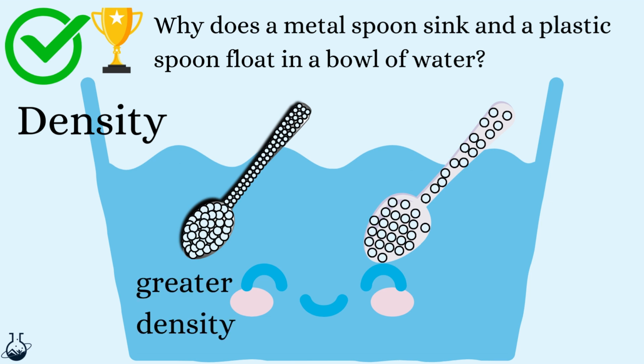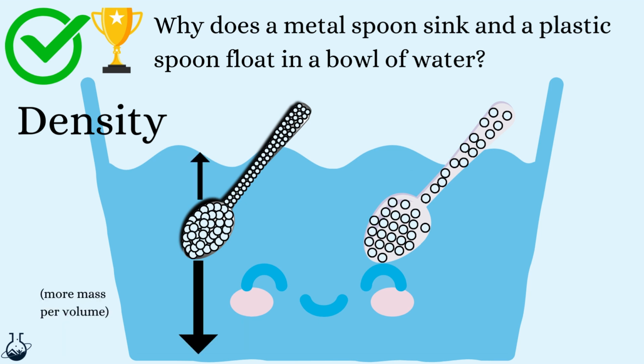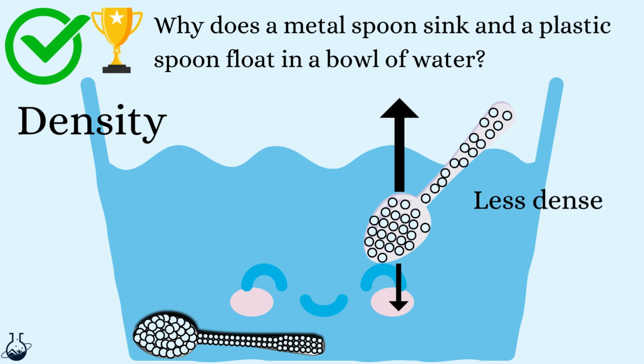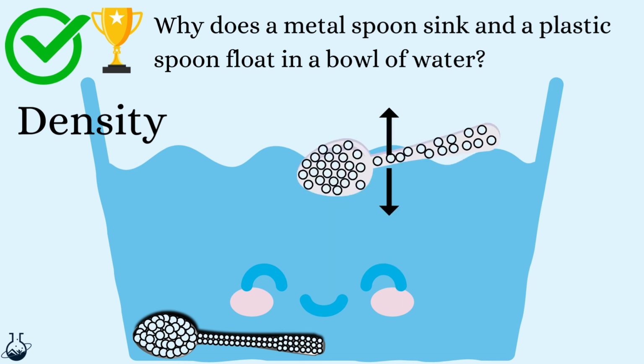So the metal spoon has a greater density, leading to a favour in the direction of weight, hence sinking. Whereas the plastic spoon is less dense, and so weight is not favoured, leading to a rise and float of the spoon.